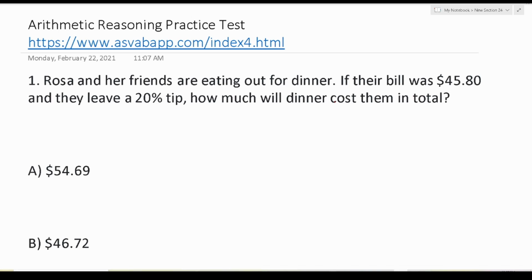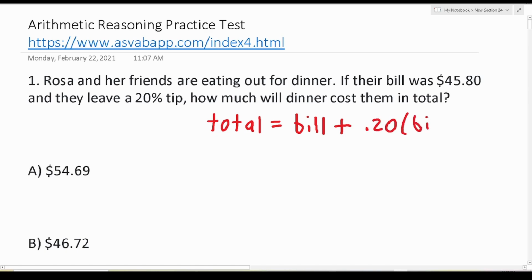So let's try to represent what's going on here algebraically. We want to find what Rosa and her friends' total bill is going to be. So that kind of looks like this. Total equals, we have their bill, of course, and we want to leave a 20% tip of the bill. So that's going to look like this, 0.20 times their bill. So algebraically, this is what's going on. And in case you're wondering where I got this 0.20, again, the decimal equivalent of 20% is 0.2 or 0.20.